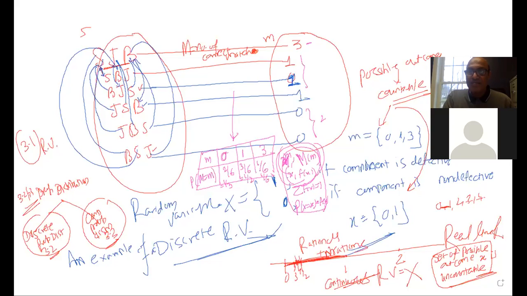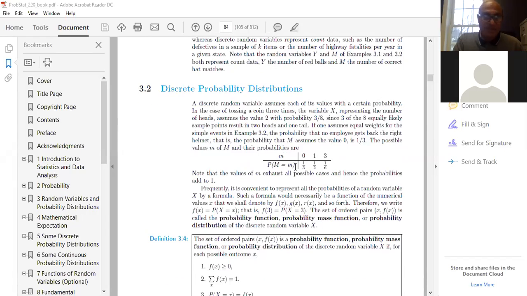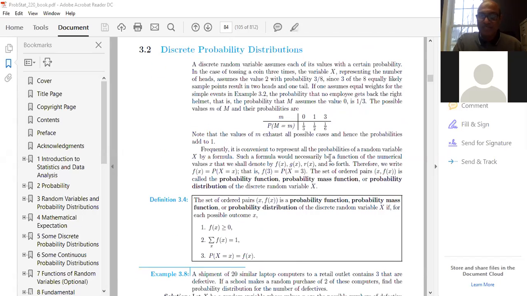Let me again go back, guys, to my book, and it says something like this. Look here. This is the example of Smith, John, and Brown's helmets, and we found the probability distribution like this, with the number of outcomes and the sample space. And the definition says that a set of ordered pairs x and f(x), that means you can consider small x on your x-axis and f(x) on your y-axis, so that you can plot the graph.